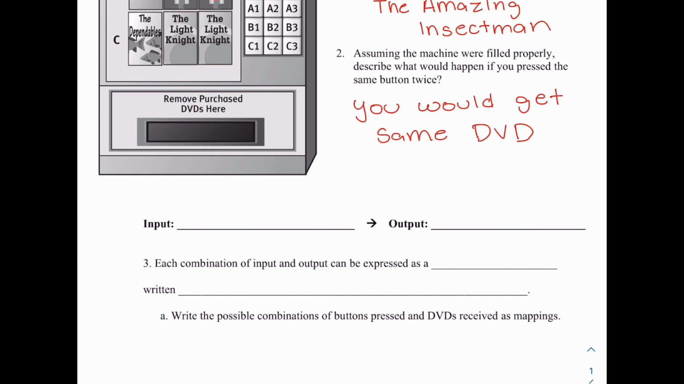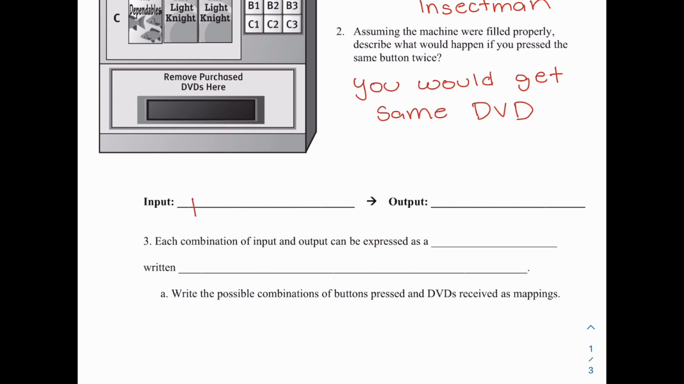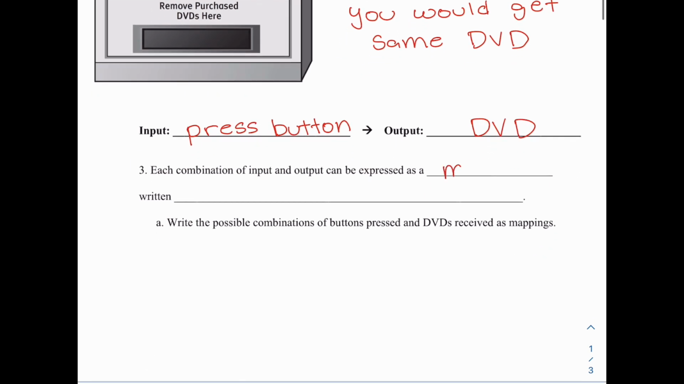So this vending machine is an excellent example of a relation. Our input is pressing the button, and by pressing the button, it causes us to get a DVD output. Now, each combination of input and output can be expressed as a mapping. And I have it represented here. The input goes first, followed by an arrow leading to its corresponding output.